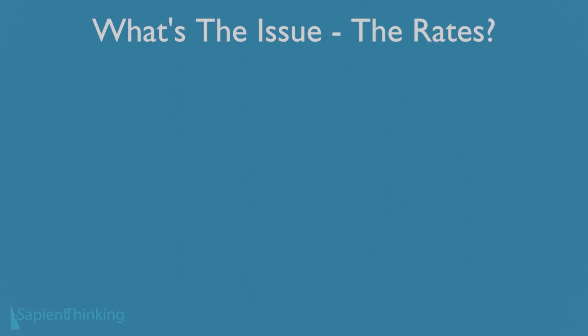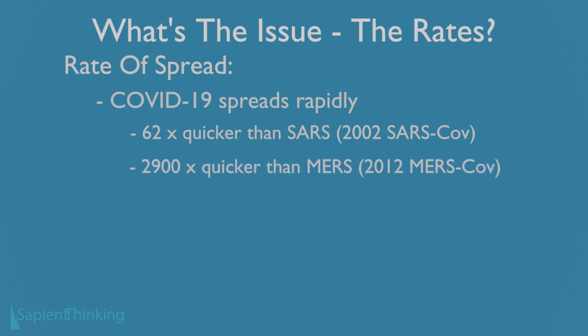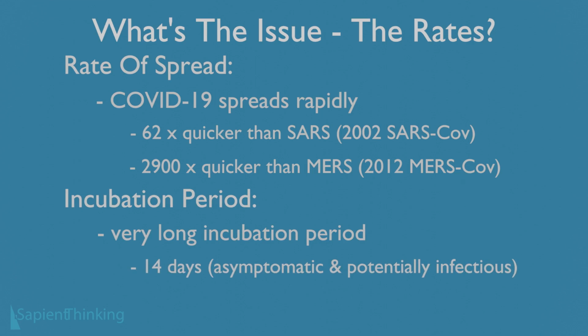The central issue and concern regarding COVID-19 and any other emerging disease is the ability of the emerging disease to cause illness and death. This concern is exacerbated with COVID-19 given the rate of spread of COVID-19. COVID-19 can spread 62 times quicker than SARS and 2,900 times quicker than MERS. Additionally, COVID-19 has a very long incubation period of up to 14 days, with the potential to be infectious during an asymptomatic incubation period. To put this into context, we can examine the incubation period of flu and colds, which range from 2 to 4 days. Therefore, people can be infectious with COVID-19 between 2 to 4 times longer than with colds and flu without appreciating it.